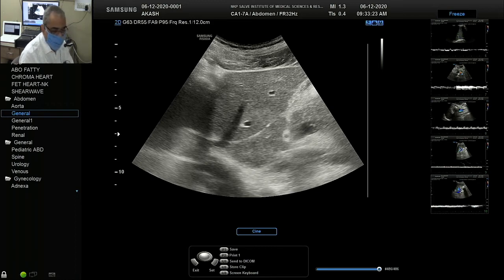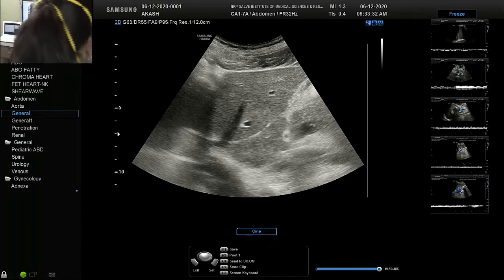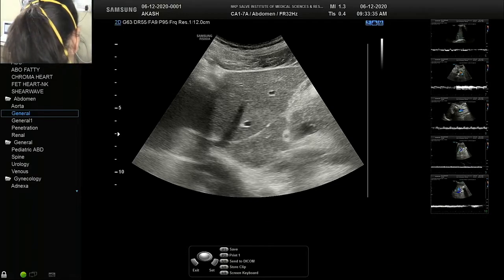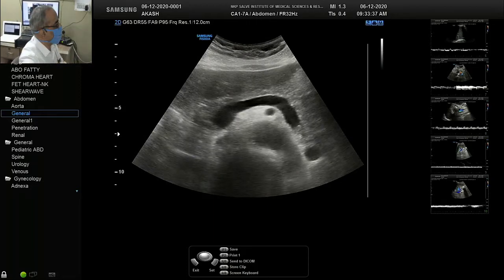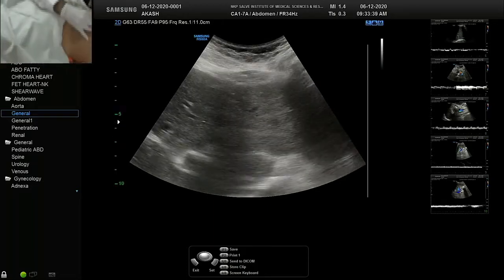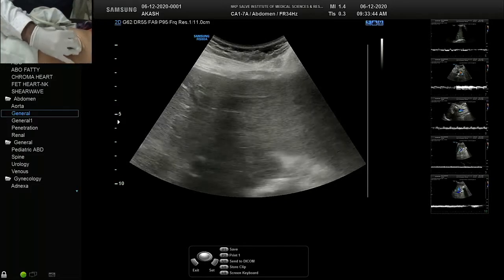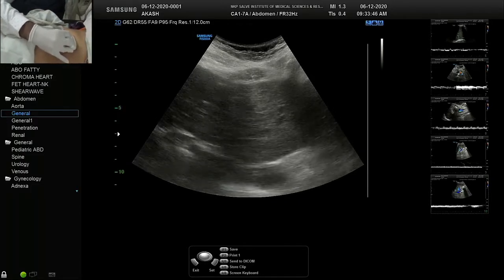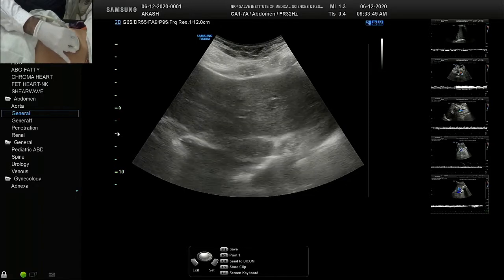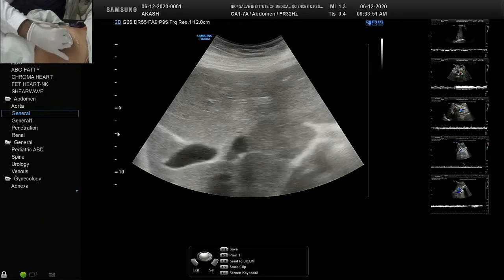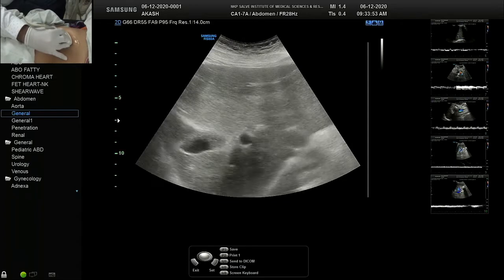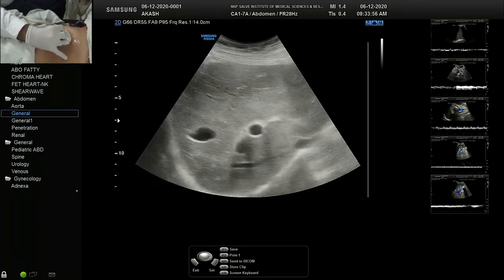So she doesn't have a specific complaint. As such, she has come for ultrasound. So we start from the epigastric region. Again, first look at the left lobe. Then towards the right lobe.